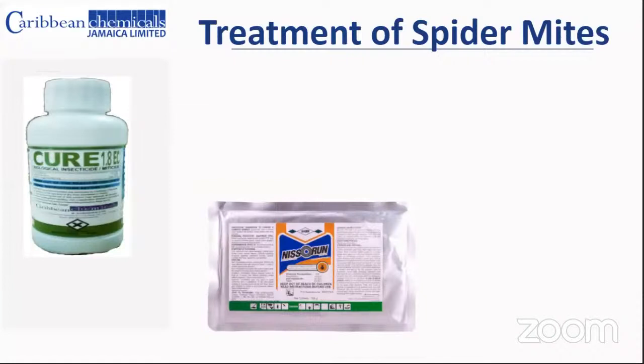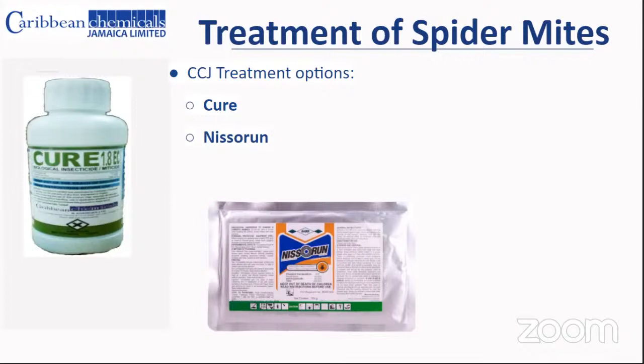Treatment recommended for spider mites includes our Nisaron and our Cure. Cure can be used by itself, likewise Nisaron. However, we have found over the years that Nisaron combined with Cure provides excellent control of mites. Cure would typically control the adults and the later instars of the mites, and the Nisaron would control the early instars and the eggs. Nisaron actually makes the eggs of the mites sterile. So when they mate and lay the eggs, those eggs would be sterile, so they would not hatch and develop into mites.